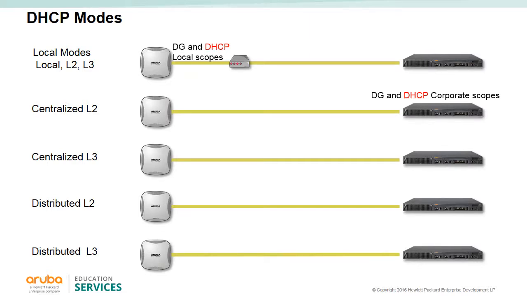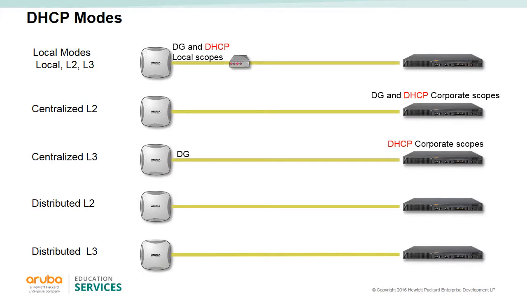Centralized L3 mode. As the name implies, the DHCP service in this mode is centralized in the data center of the corporate network. But the branch subnet is an L3 extension of the corporate address space. The default gateway is the IAP VC with a corporate IP address.